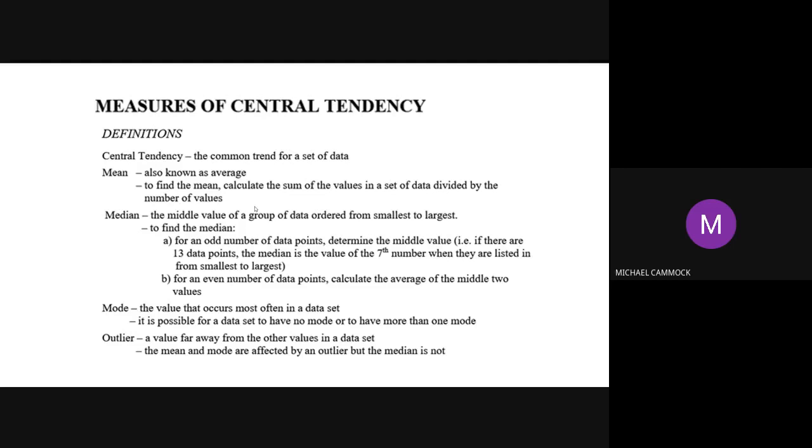Now, some averages are a little different, and we'll have some examples of that. But for today, we're just looking at the simple mean or simple average, which is just adding up all the numbers and dividing by the number of numbers.